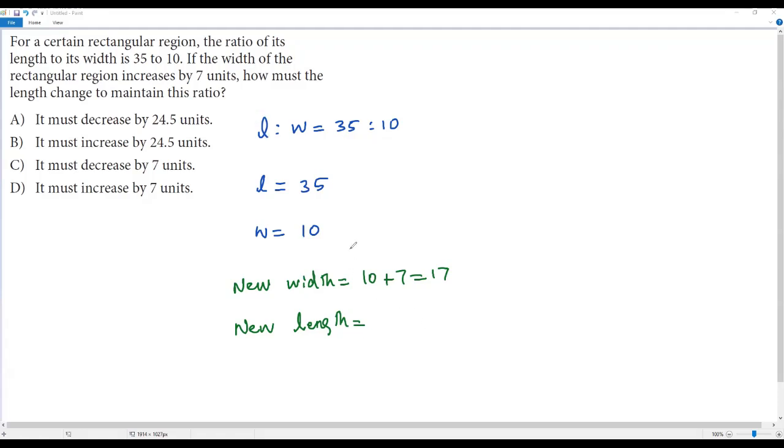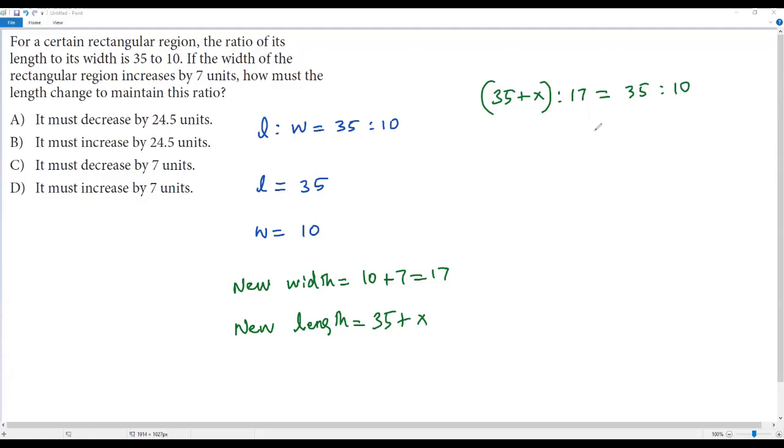How much does the length have to be increased? Already we know that the length of the rectangular region is 35. I assume the length is going to be increased by x units. Now I have the new width, that is 17, and the new length, 35 plus x. After these two changes, these two quantities will be in the same ratio. So the ratio between the new length 35 plus x and the width 17 equals the original ratio, 35 to 10, because after the changes we maintain the same ratio according to the information in the question.